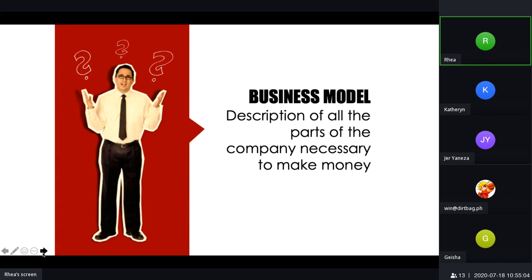Okay, so the business model is simply the description. The good thing about this business model canvas is it actually provides all the parts necessary for your company to make money. And it is very simple because it is only like one diagram. So everything can be seen in a snapshot. So that is why the business model canvas is like one of the holy grail of the startup world, because every aspect in your business can be seen in that canvas.